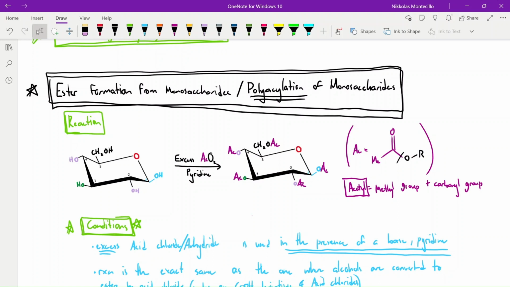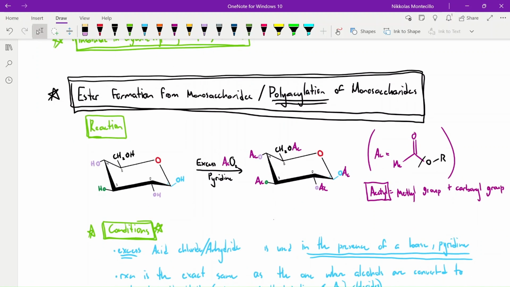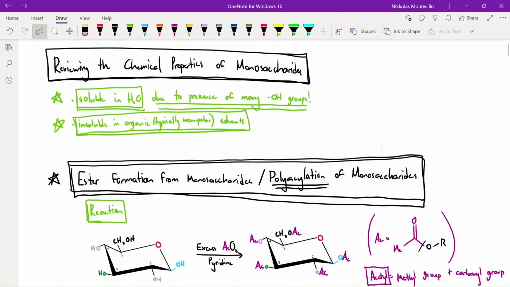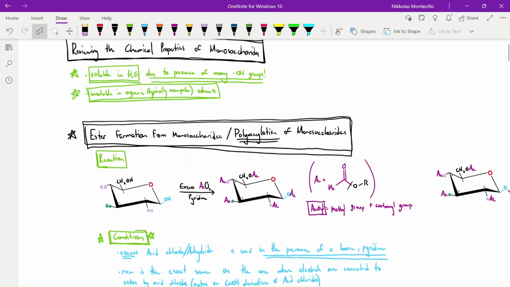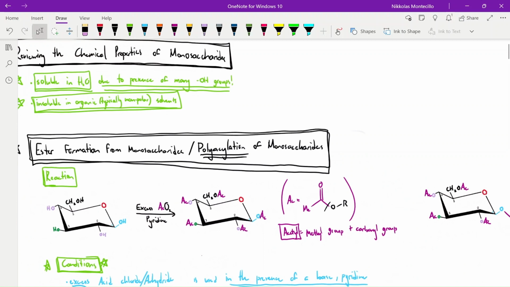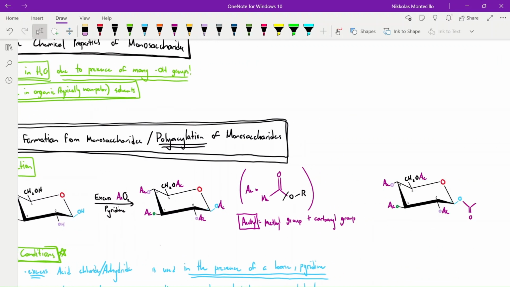So the reaction is the exact same as the one where alcohols are converted to esters by acid chlorides. This is just another note on another set of notes that I have for alcohols reacting with acid chlorides. The mechanism here isn't clear to me, at least. I'm not sure if it's well known yet, so I don't really have a mechanism for this reaction. But essentially, these are just the basic reaction conditions required to form a polyacylated monosaccharide.